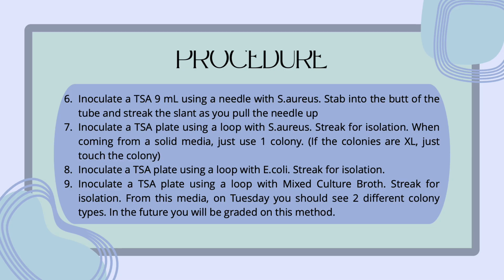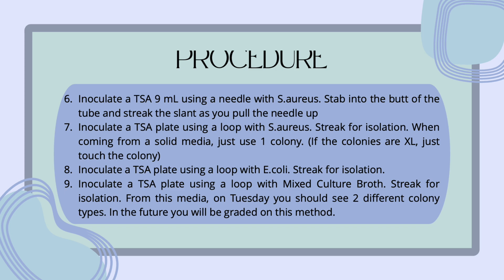Step 7. Inoculate a TSA plate using a loop with S. aureus. Streak for isolation. When coming from a solid media, just use one colony. If the colonies are extra large, just touch the colony. Step 8. Inoculate a TSA plate using a loop with E. coli. Streak for isolation.